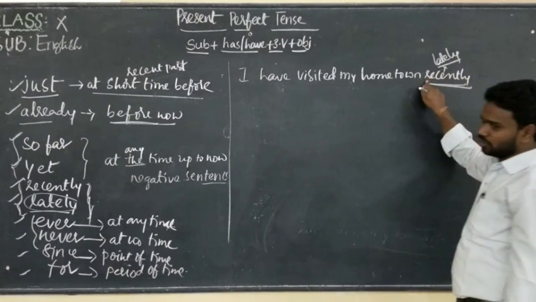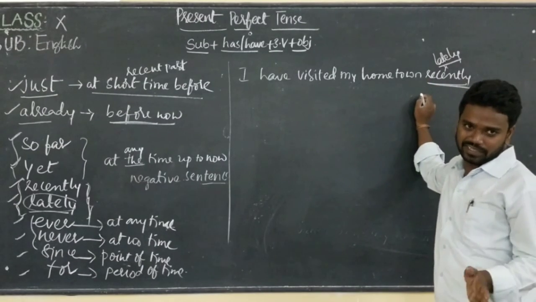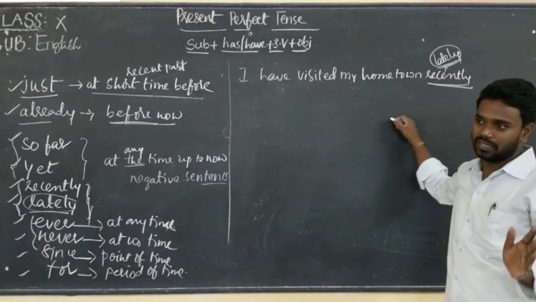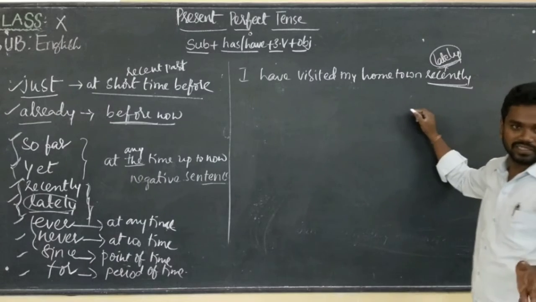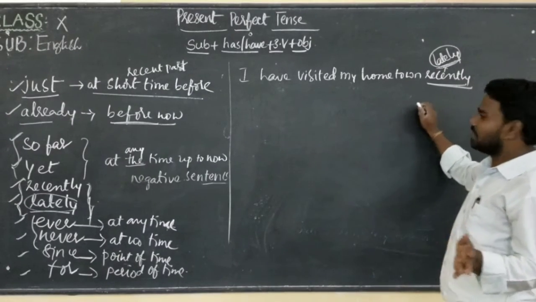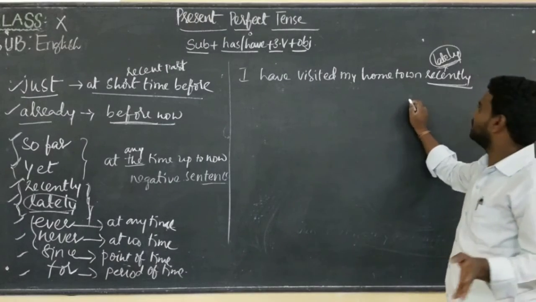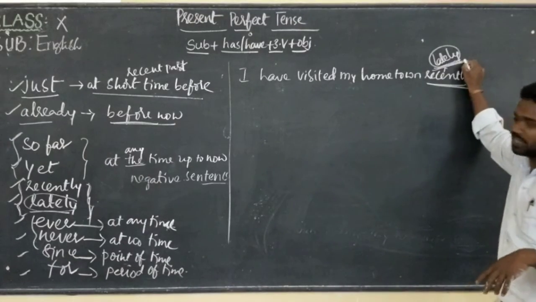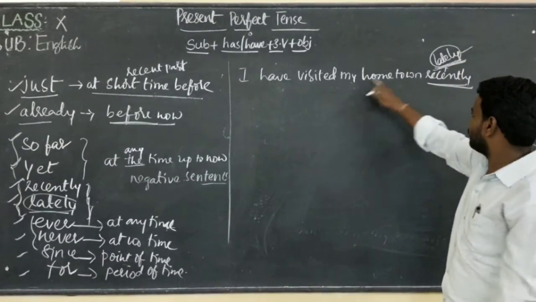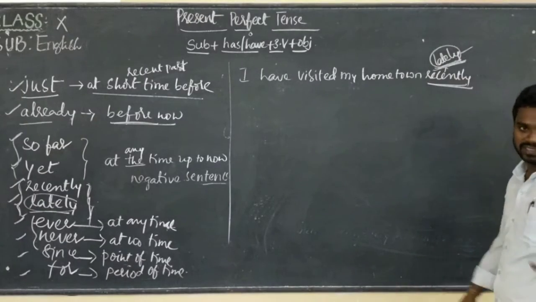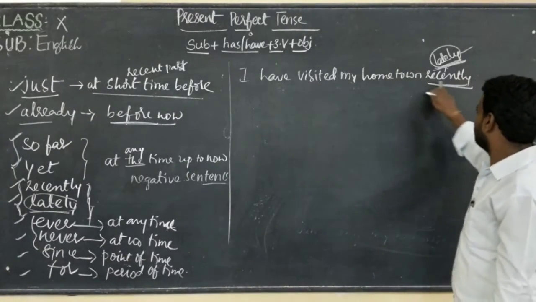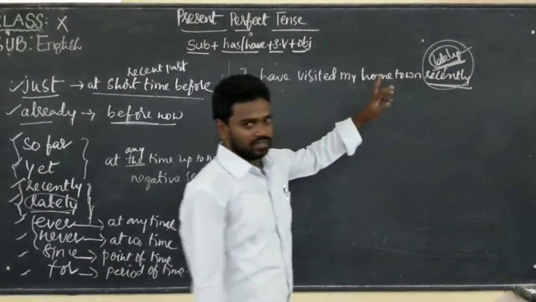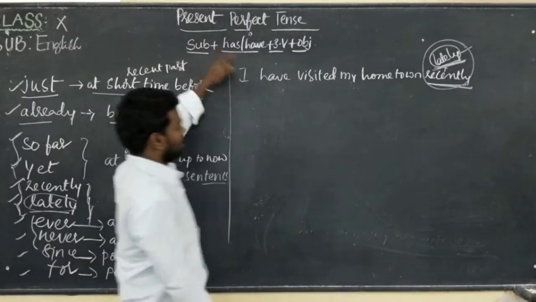Lately. I already told you, for example, he always comes to class late. That late is different. Actually school starts at 9 o'clock, he comes at 9:30. So when we say he always comes to class late, that is different. If I say that he has joined the school lately, lately means recently. So I have visited my hometown lately, that means recently. So recently or lately, both can be used. Right, so this is one example.